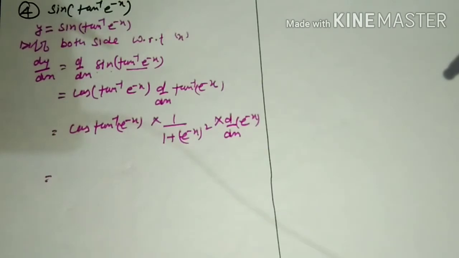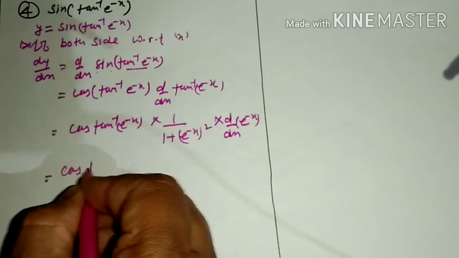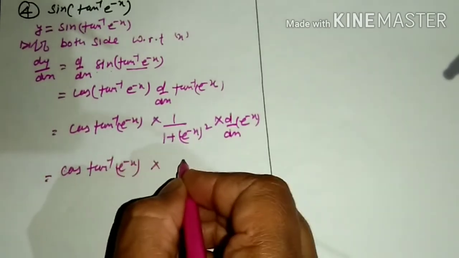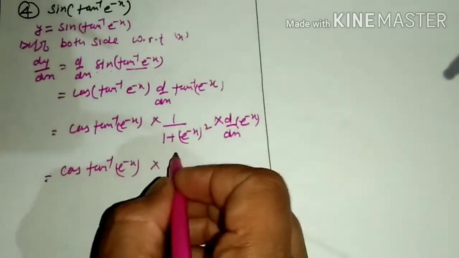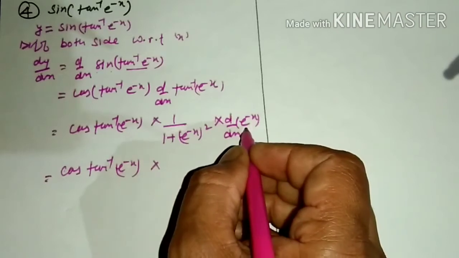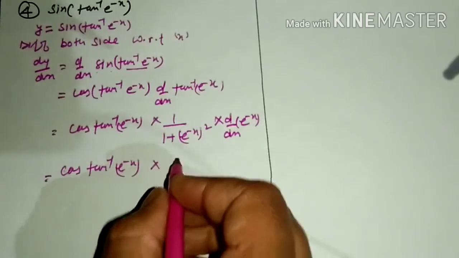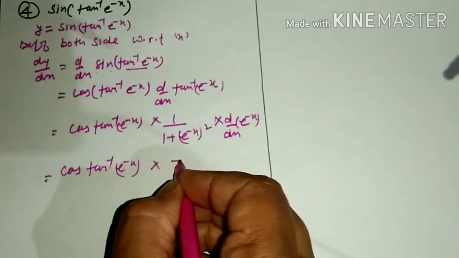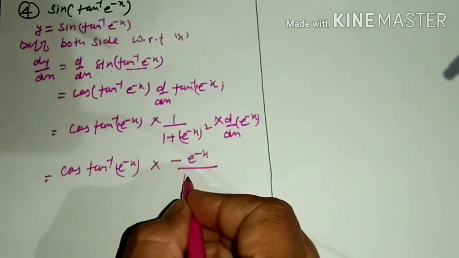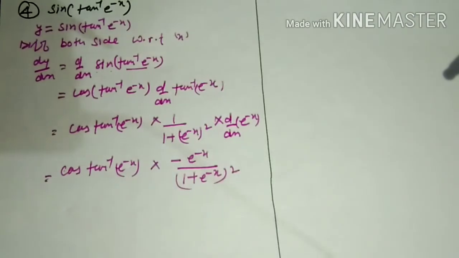So look at what happens: cos tan inverse e to the power minus x into the differentiation of e to the power minus x, which is e to the power minus x and the differentiation of minus x is minus 1. So what we get is minus e to the power minus x upon 1 plus e to the power minus x whole square. Clear?